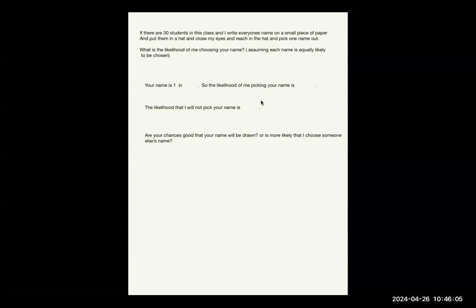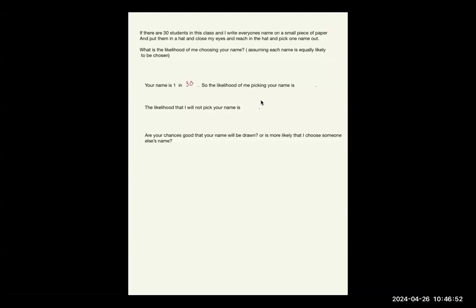To figure this out, first of all, what comes to mind is how many total possible outcomes could happen? How many other names could I choose? Or just how many different ways could this play out, right? So there are 30 names in the hat. I could choose any of those 30 names. And your name, the one you want me to pick, is only one of those 30. So your name is one in 30 total possible outcomes.